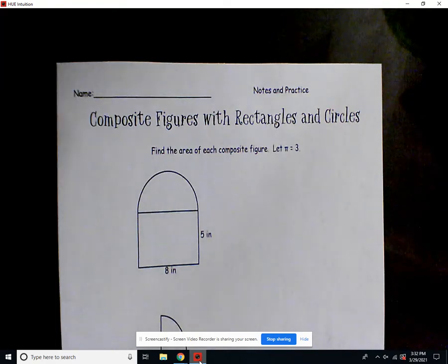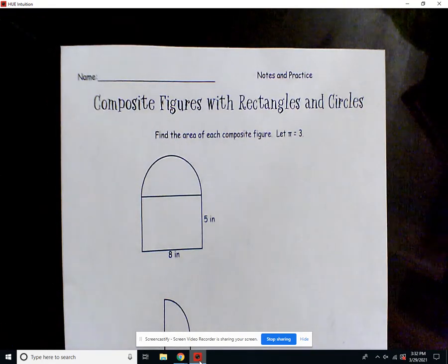Today's lesson, we're going to look at composite figures with rectangles and circles. So a composite figure is taking two or more shapes, putting them together to form a new shape. It's just like what we did with total surface area. We're going to find the area of each shape, and then we'll add it together to find one area.